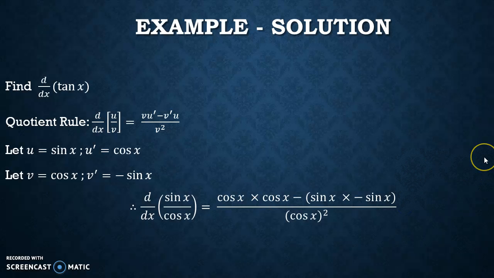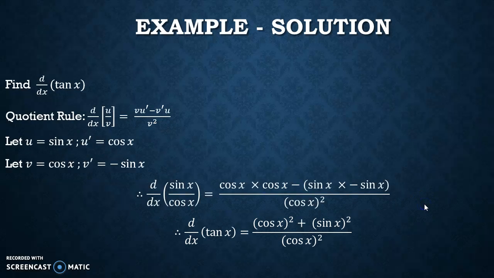And then just simply put that into our quotient rule. Cos x times cos x minus sine x times negative sine x, divided by cos squared x. That's just using substitution and using the quotient rule. So this can simplify down. Cos squared x plus sine squared x, divided by cos squared x.